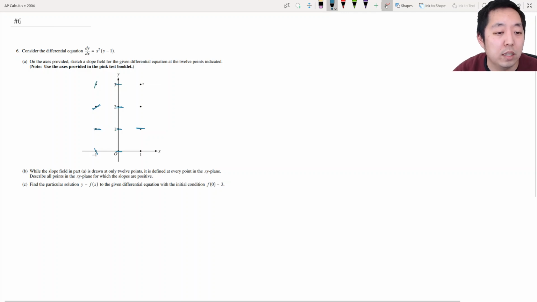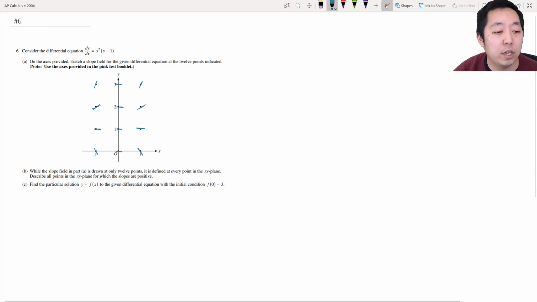So I'm just plugging in the x and y coordinates of each point into this equation and then sketching a slope. It should be even. So when I make x positive 1, it does the exact same thing as it did over here. So this is 2, this is 1, and this is negative 1. Okay, and that's it.